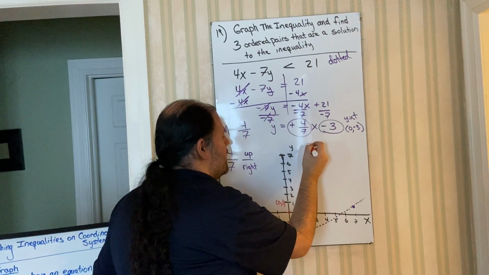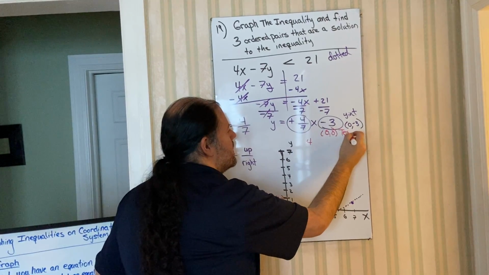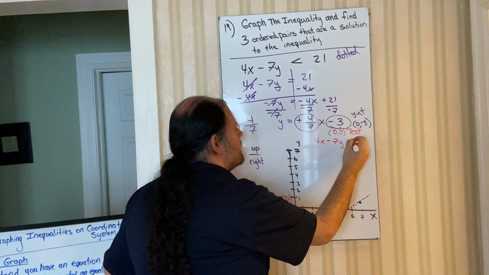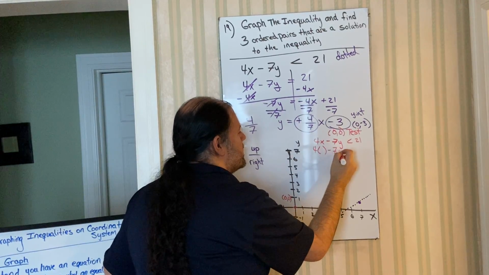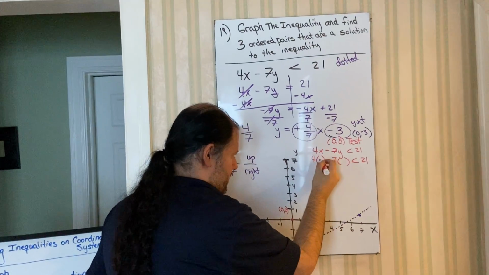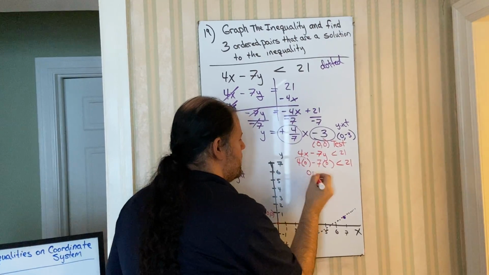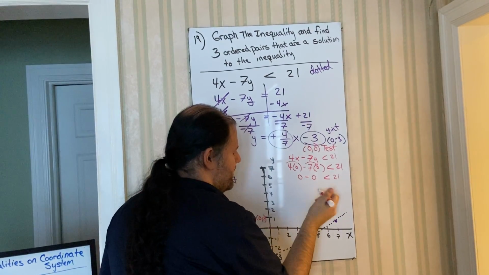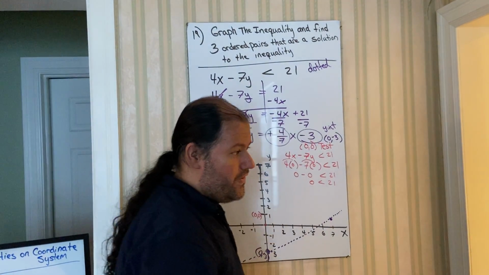So step 2. So we know that we're going to test 0, 0. That's our test point. Our original problem was 4x minus 7y is less than 21. So every time I see an x, parentheses, and anytime I see a y, parentheses, and then plug in. X is 0, y is 0, and then distribute. This times this, 0. This times this, 0. 0 minus 0, 0. Now ask yourself, is that a true or a false statement?